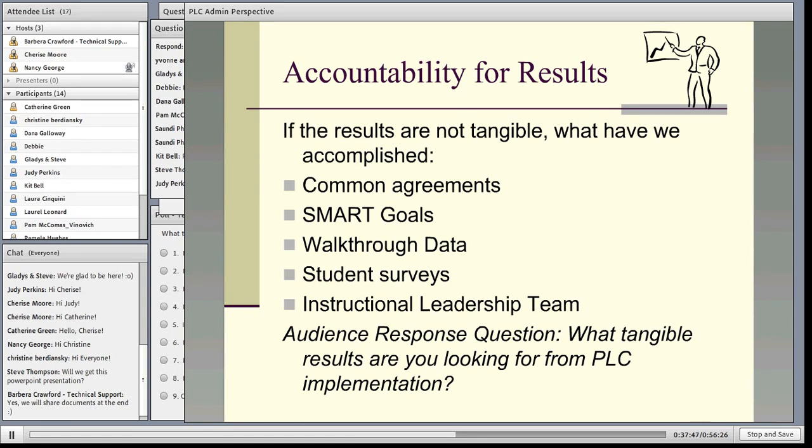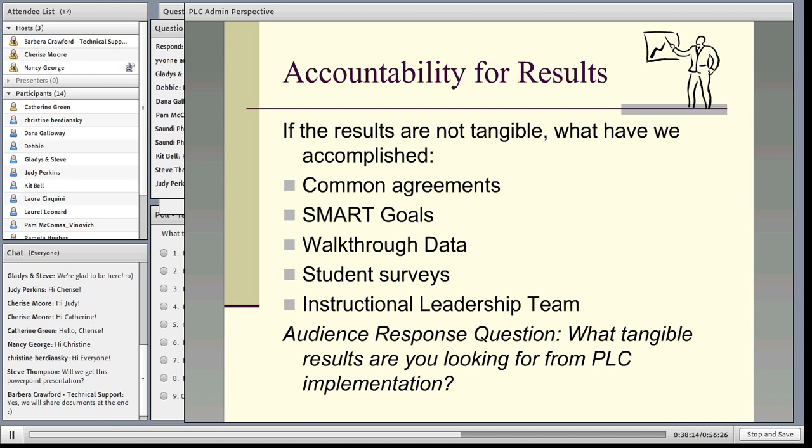Also focusing on student surveys and student feedback. It was really important to us that the students know what they were learning. So we did a lot of journaling and surveys around what are you learning and how do you know what your progress is, all connected back to those common agreements around learning objectives and assessment.